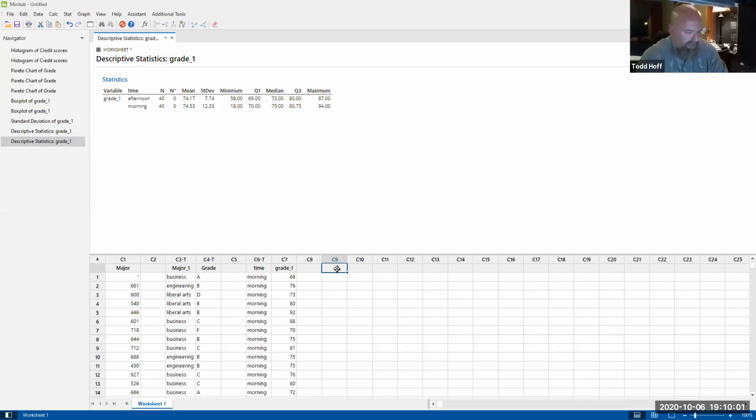Here. Let's say I'm going to label this. Let's just do class. Notice the second I type a text item here, it automatically changes it to a text column. So Minitab automatically will change the format of the column to a text as soon as you enter text into it.